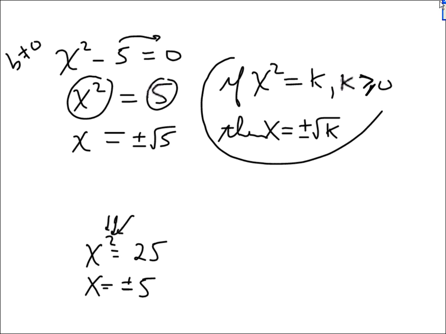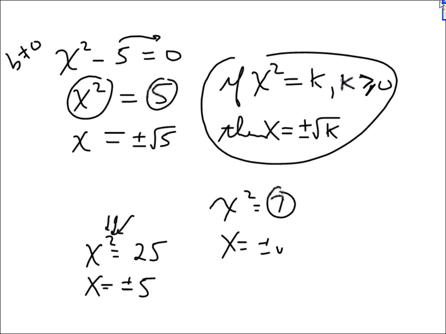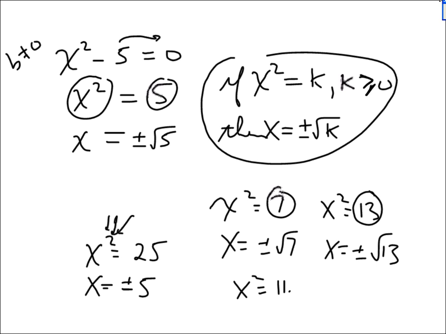You must know this like you know your name. That way, if I tell you x squared is 7, you say, well, that's positive. Say x is plus or minus the square root of 7. If x squared is 13, very simple, x is plus or minus the square root of that number. If x squared is 11.31, not a big deal, x is plus or minus the square root of that number. You need to know this like you know your name.